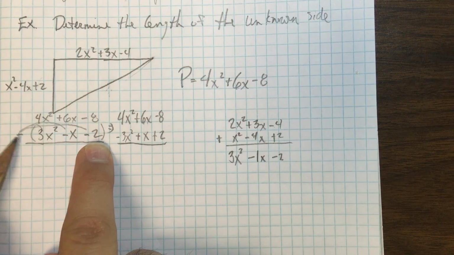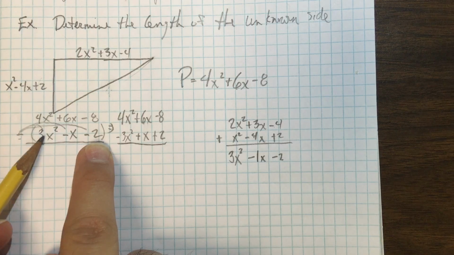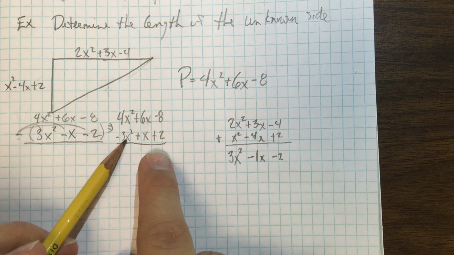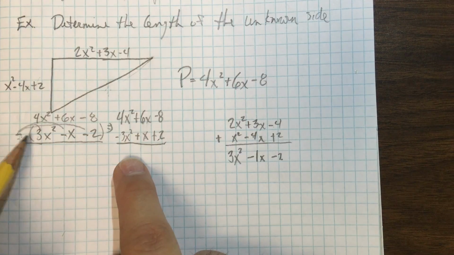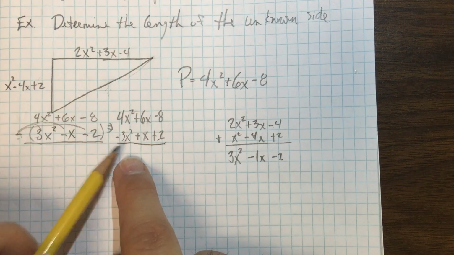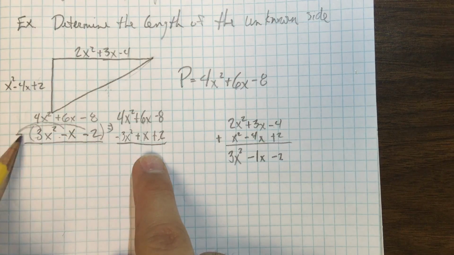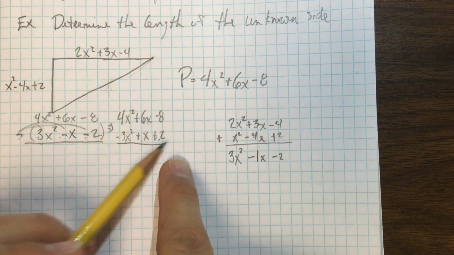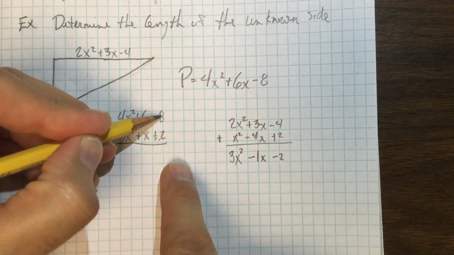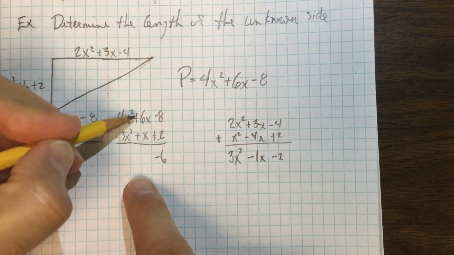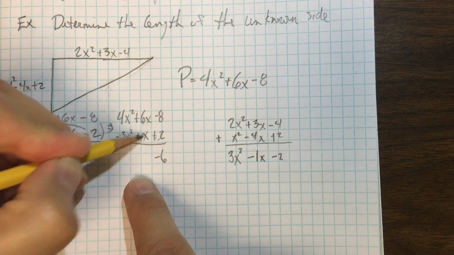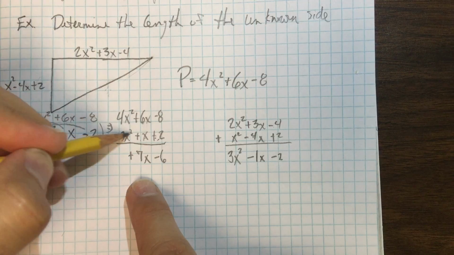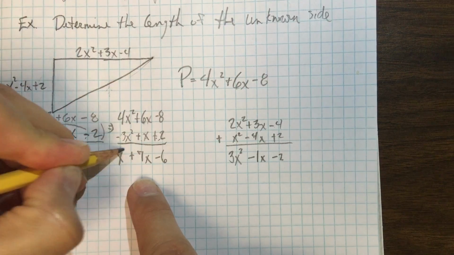And now that I'm subtracting these, again, I need to distribute that negative sign to each one of the three terms. Negative times a positive is negative. Negative times a negative is positive. Negative times a negative is positive. Now I can subtract each one of these. Negative 8 plus 2 is negative 6. 6x plus x is 7x, and that's positive. 4x squared minus 3x squared is x squared.